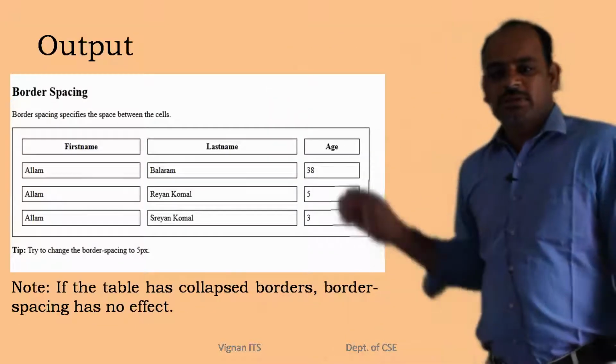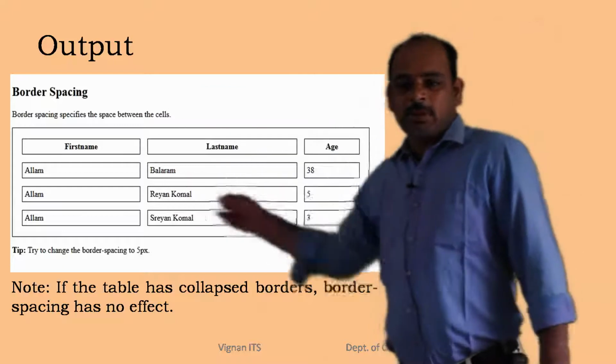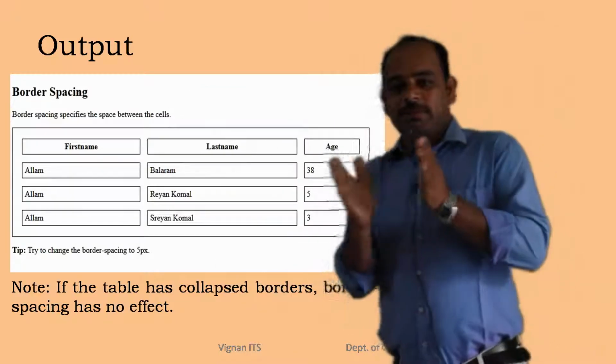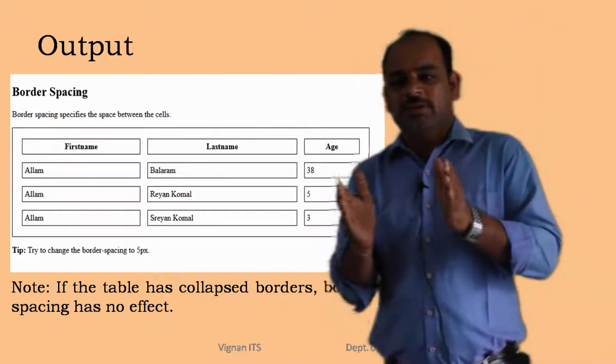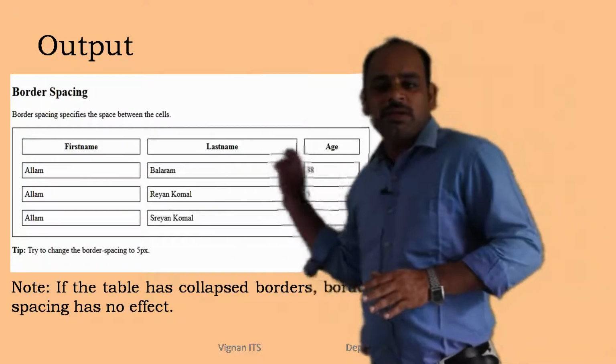Border spacing. See, in this, the entire table has an outer border line, and each cell is separated from the other cell here, right? Each column is separated from the other column. There is a space between the cells here.